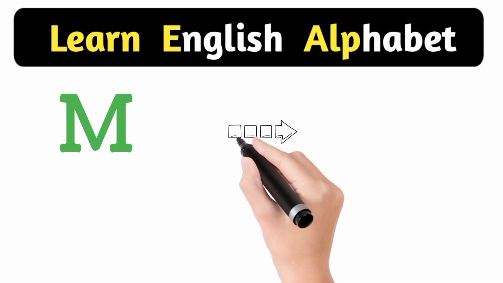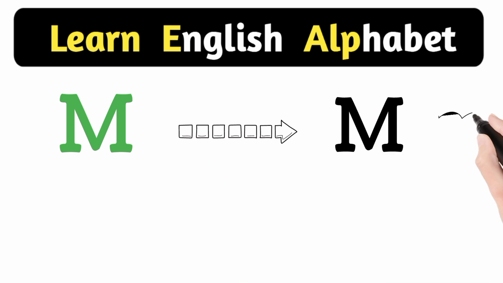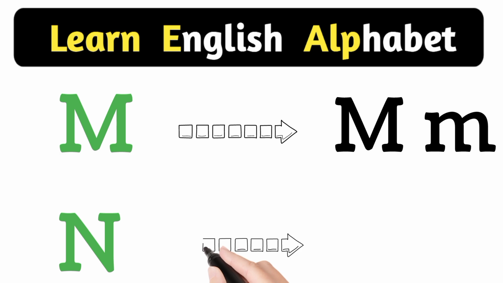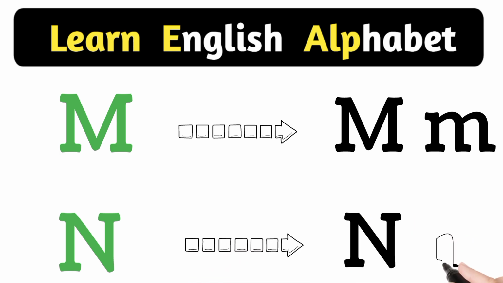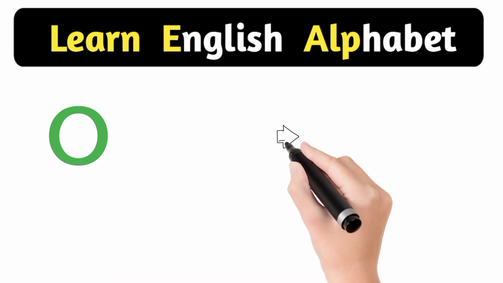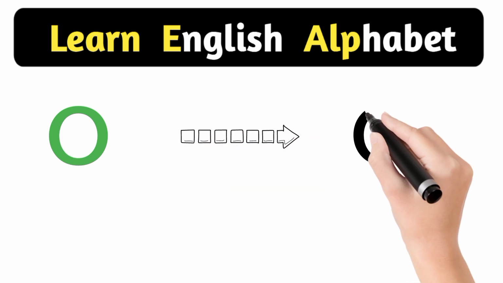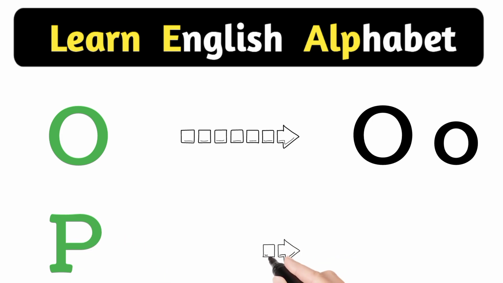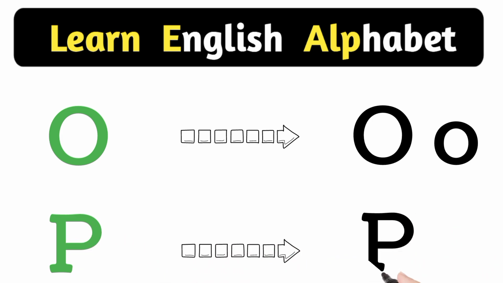M. This is M. M is written like this. N. This is N. N is written like this. O. This is O. O is written like this. P. This is P. P is written like this.